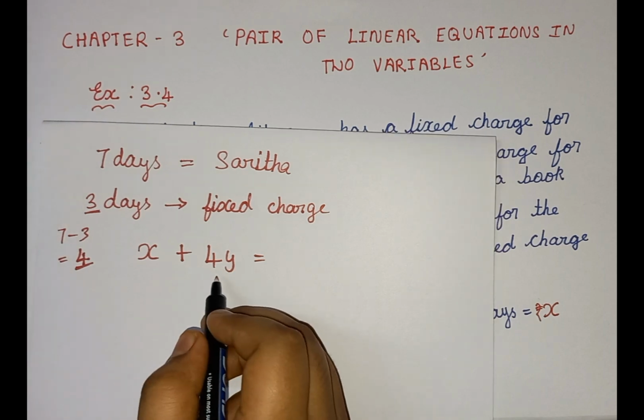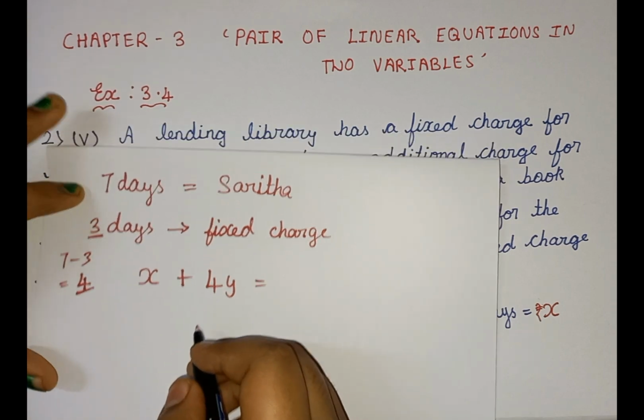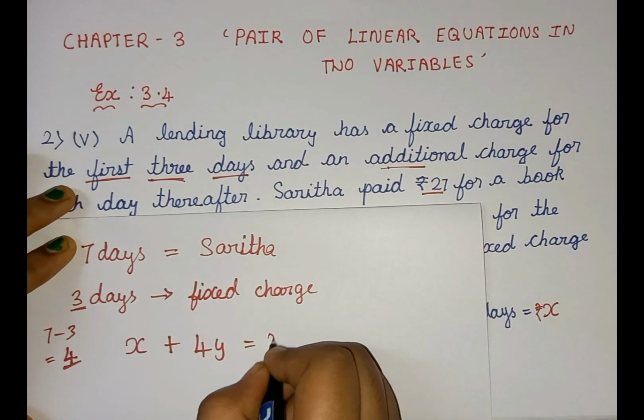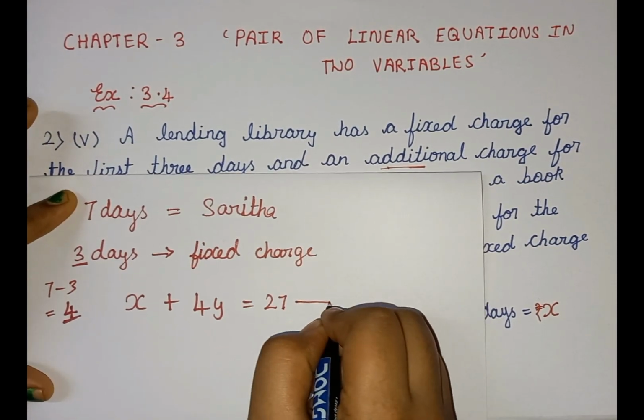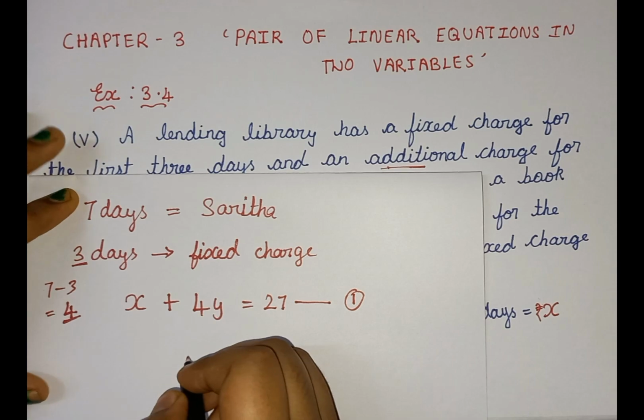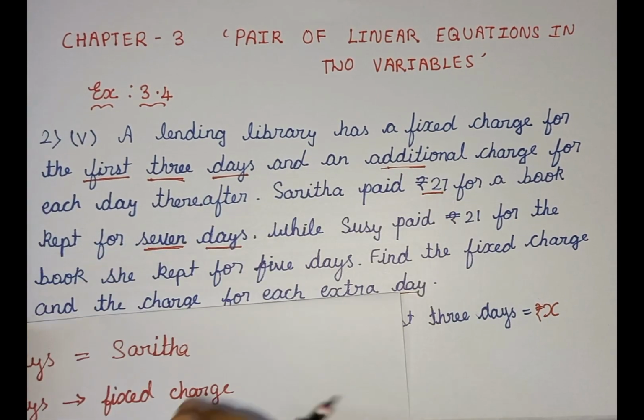What is the meaning of y? Per day. Is equal to 27. So now this is an equation. Alright, so now let us read another sentence.